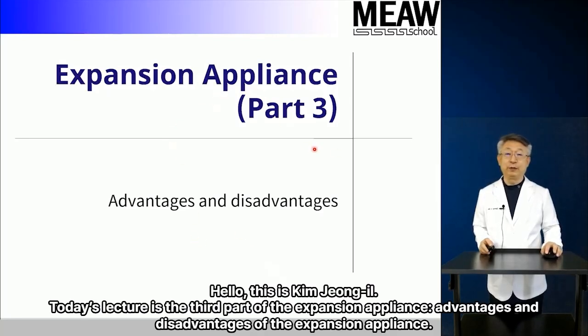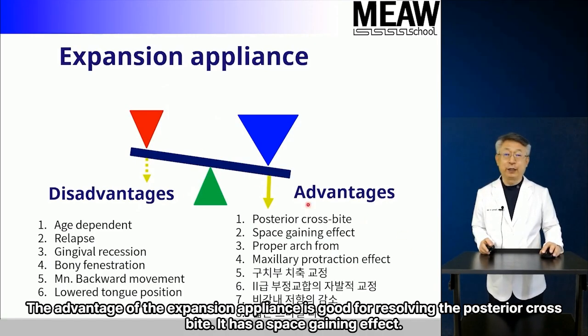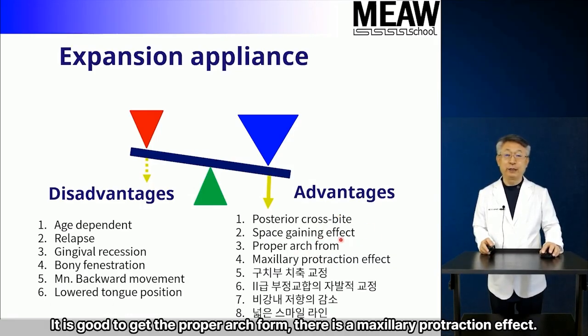Today's lecture is the third part of the expansion appliance: advantages and disadvantages of the expansion appliance. Every appliance has its advantages and disadvantages. The advantage of the expansion appliance is that it is good for resolving the posterior crossbite. It has a space-gaining effect. It is good to get the proper arch form. There is a maxillary protraction effect.